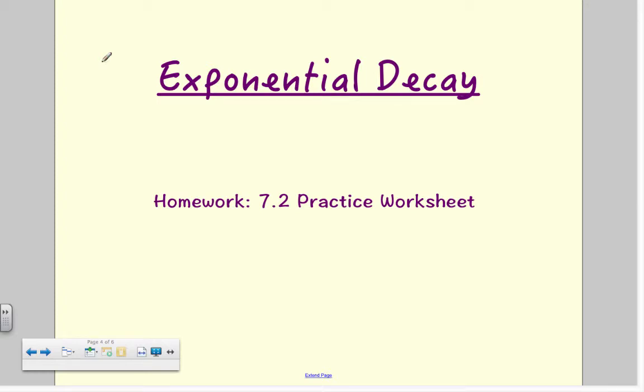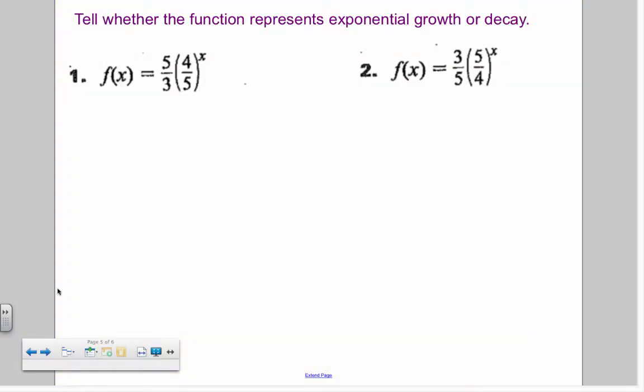Hey, today we're talking about exponential decay. This is from your homework 7.2, the practice worksheet. If we take a look, for numbers 1, 2, and 3, it asks us to tell whether the function represents exponential growth or decay.